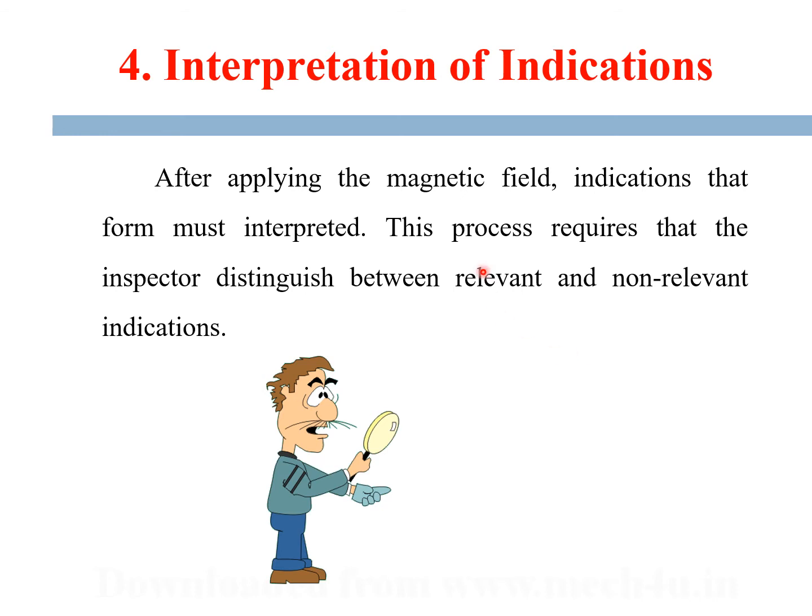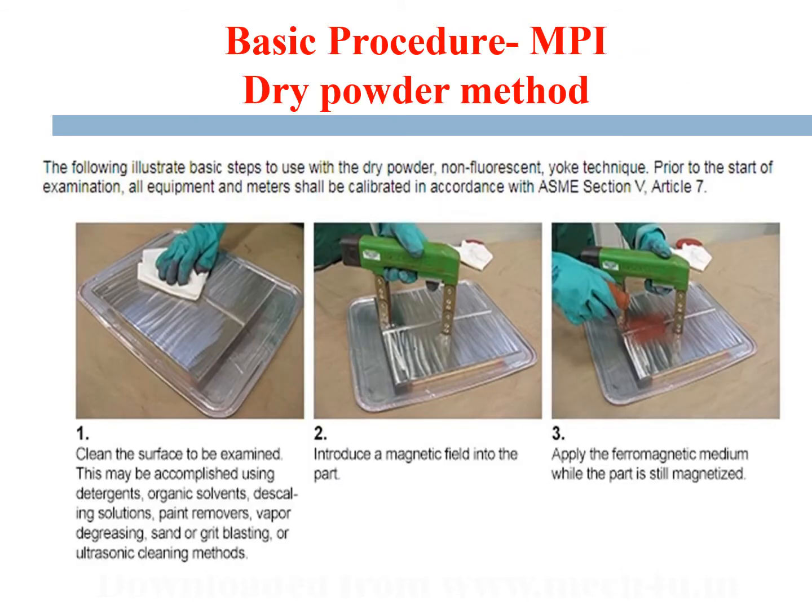Now, this interpretation process requires that the inspector has to distinguish between relevant and non-relevant indications, which actually comes as a part of his experience. Now, as I told before, there are two different methods by which you can apply powder. First one is the dry powder method. Second one is the wet powder method.